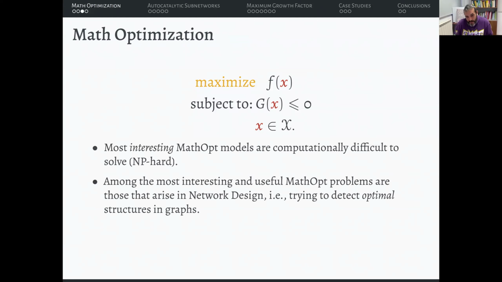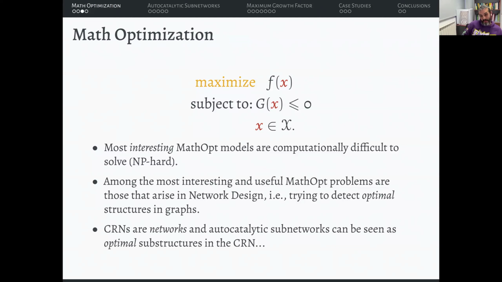So what I have to say about this type of optimization problem is that math optimization is useful, but most of the problems that we have in math optimization are very difficult to solve. And some of the optimization problems that we want to solve, or those that most people want to solve, are those that arise in network design. So the problem is that you have a graph, and you want to select or detect in a graph which are the interesting structures inside it, verifying some kind of optimality condition.